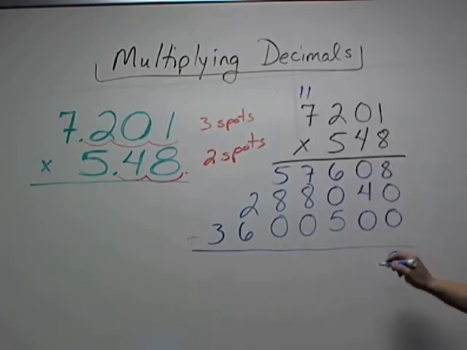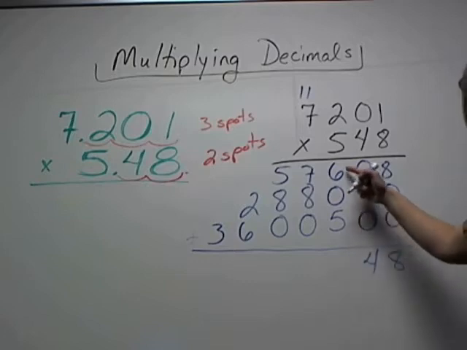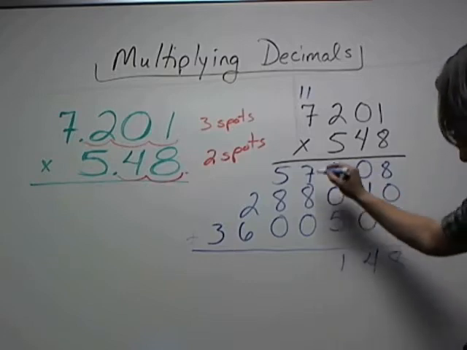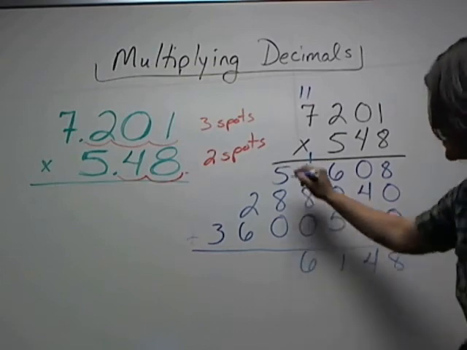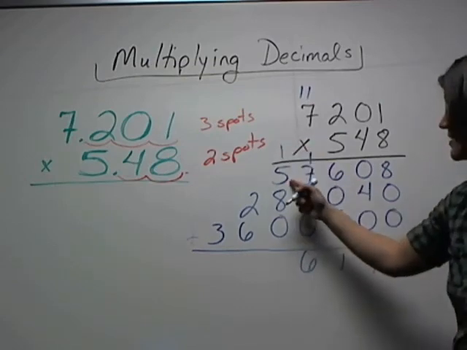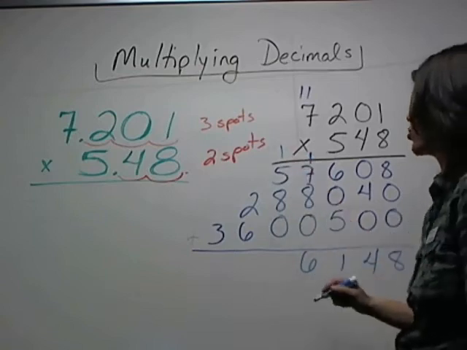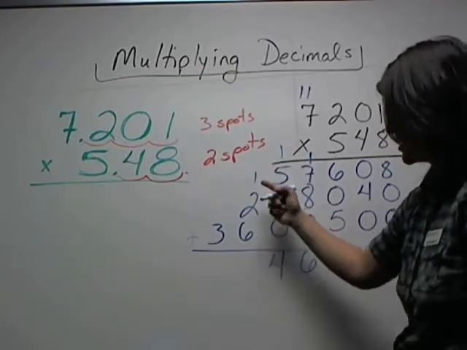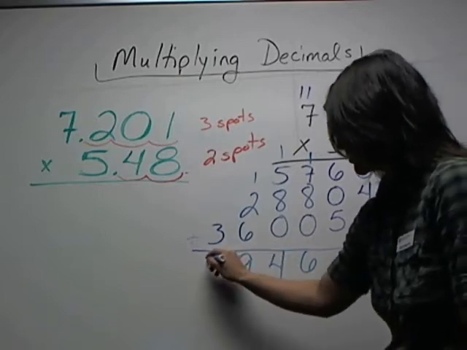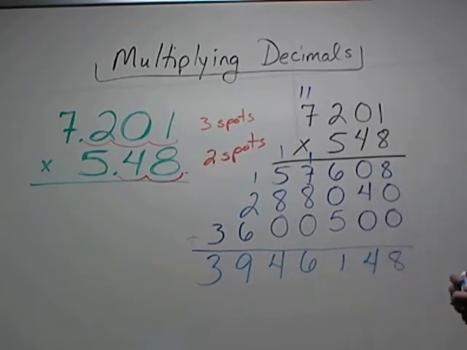Adding from right to left, we have an 8, a 4, 6 and 5 makes 11, carry the 1. 15 plus 1 is 16, carry the 1. 8 and 5 is 13, plus 1 is 14, carry. 6, 7, 8, 9, nothing to carry there, and the 3 comes down.